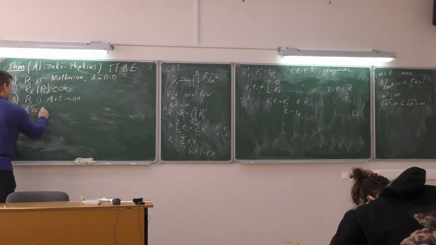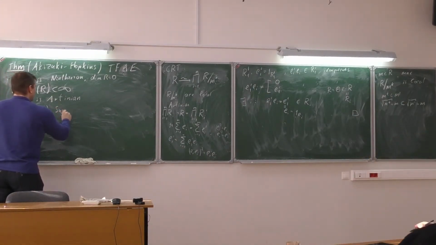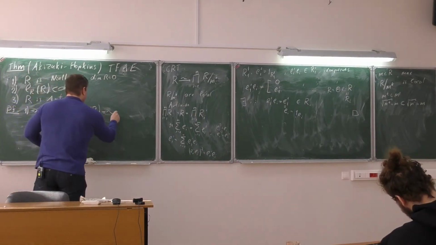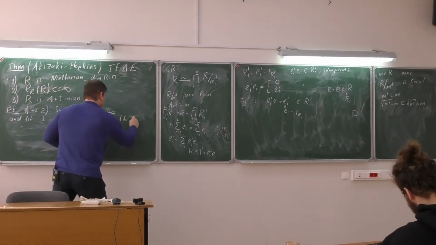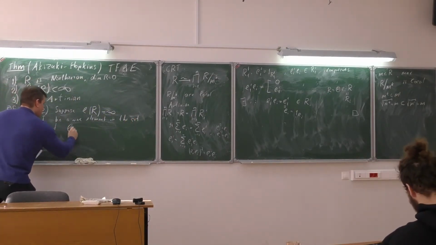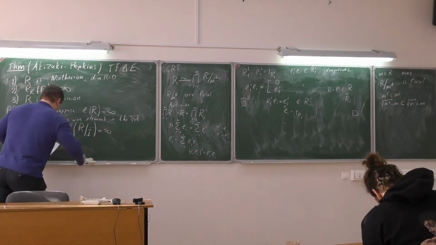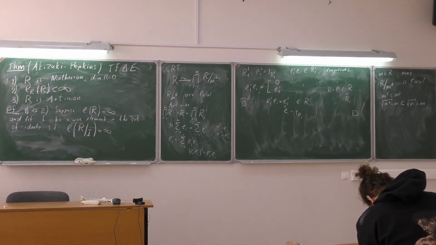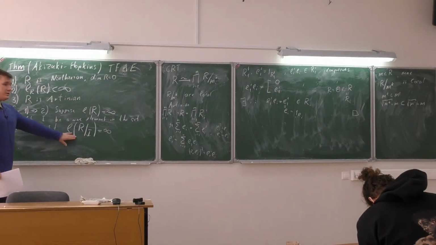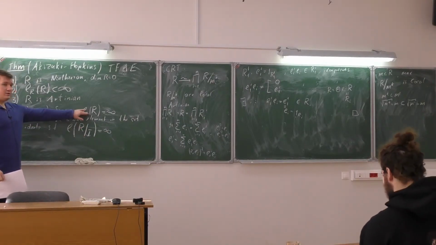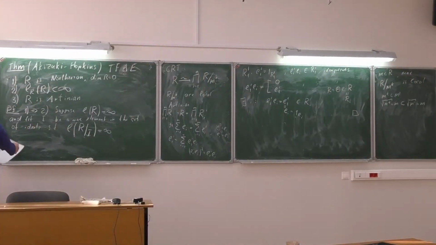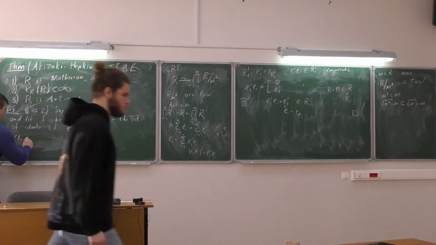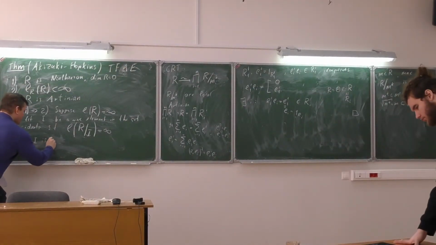So let's go 1 implies 2. Now suppose by contradiction that the length of the ring is infinite, and let I be a maximal element in the set of ideals such that the length of the quotient by this ideal is infinite. Since I assume that the ring is Noetherian, I can take maximal elements in such sets. I know that this set is not empty, because, for example, the 0 ideal is in this set, since the length of the ring is infinite. I want to show that this ideal I is prime.